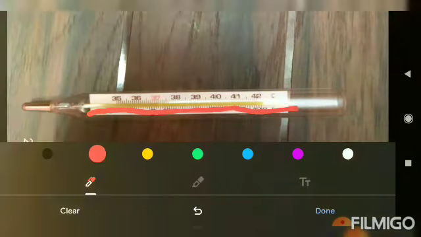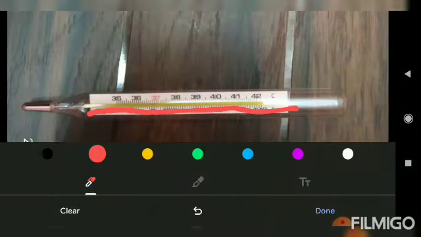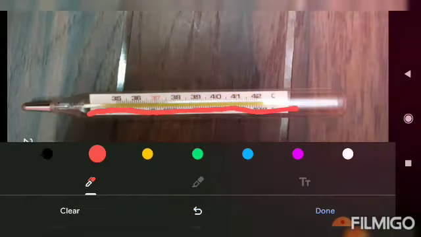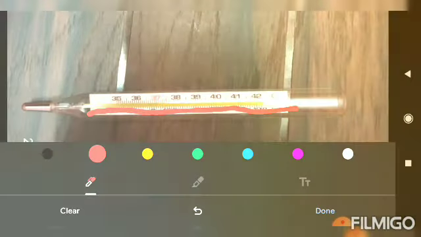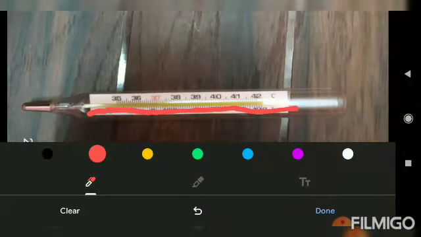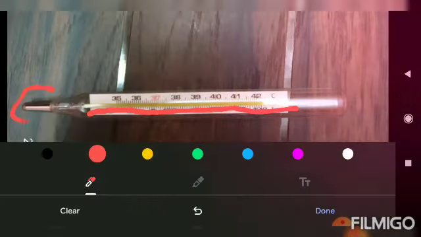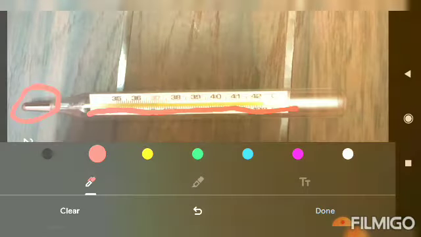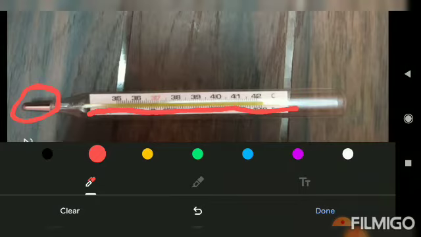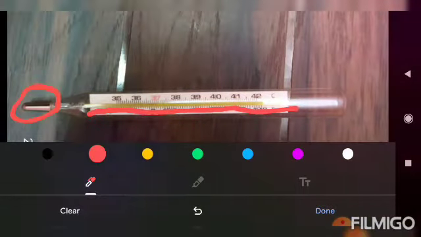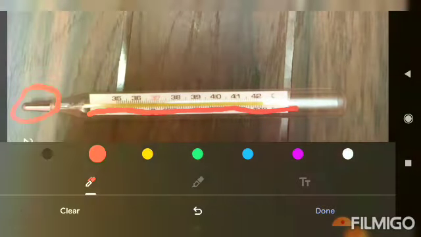Now we are coming to the bulb. This thermometer has a bulb at one end which contains a liquid, either mercury or alcohol, which is used for measuring temperature. This is the bulb, silver colored. Mercury is generally used as a thermometric fluid.